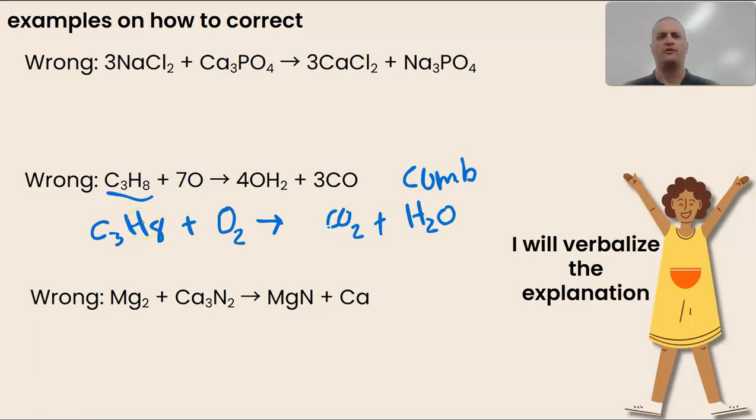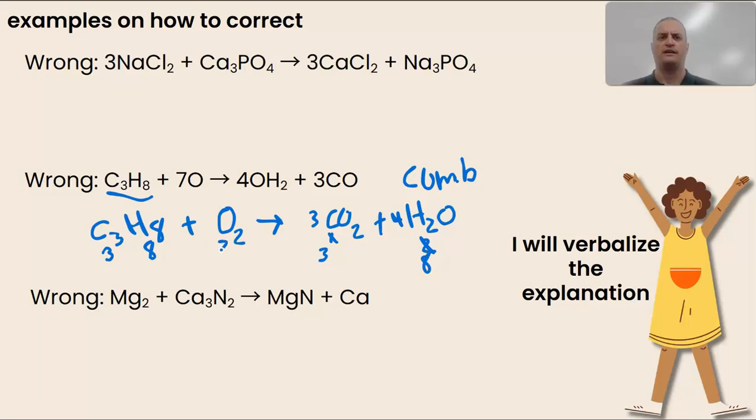So now we have all the correct formulas. Now we need to balance. So we've got 3 carbon here, just the 1. So I'll need to put a coefficient of 3 to get the carbons right. 8 hydrogen, currently just 2. So 4 times 2 is our 8.